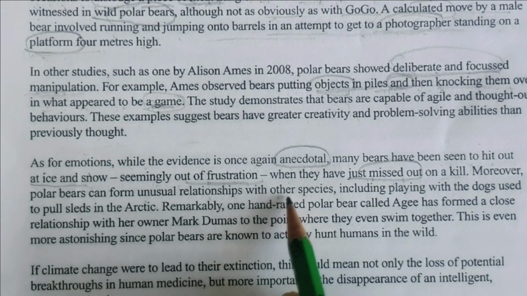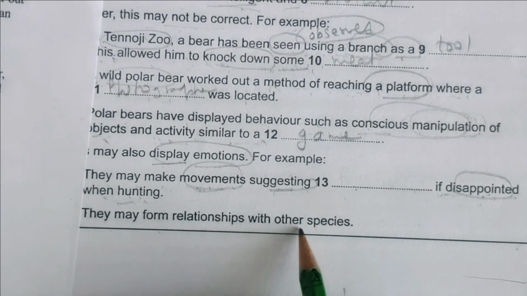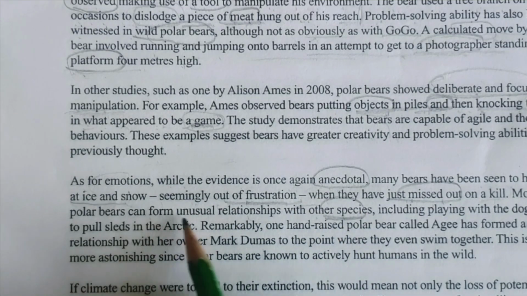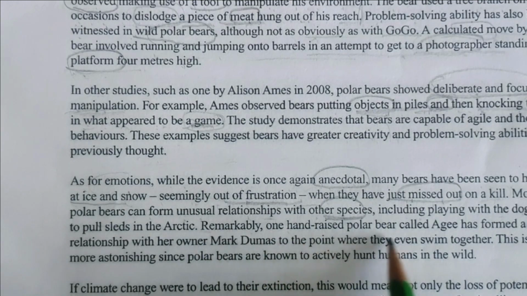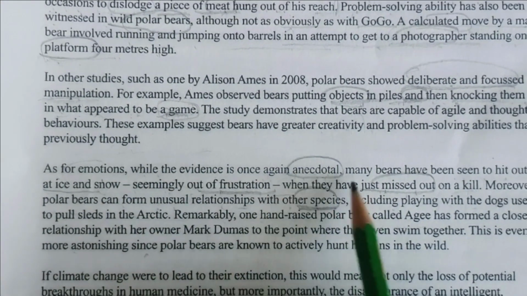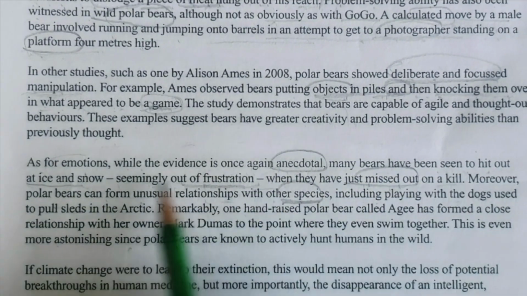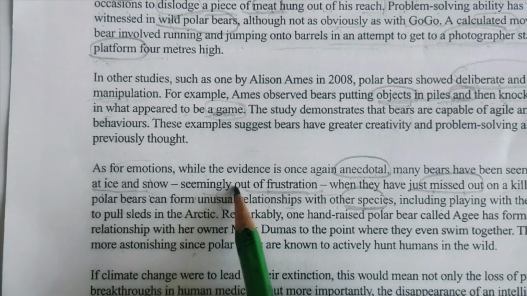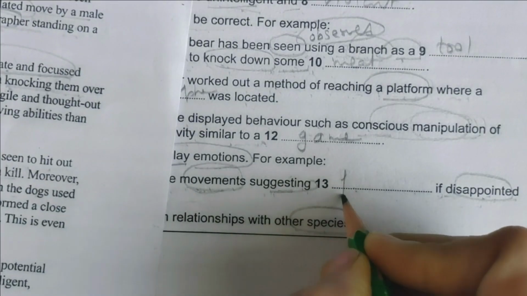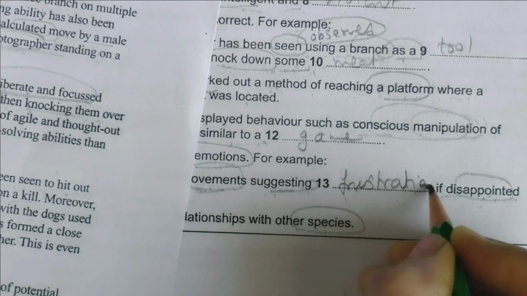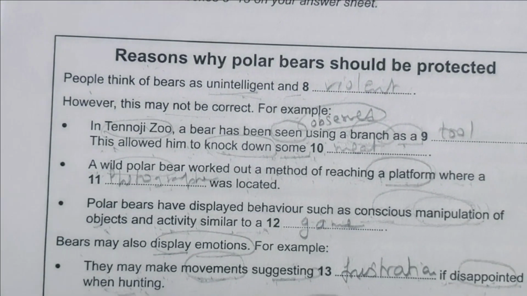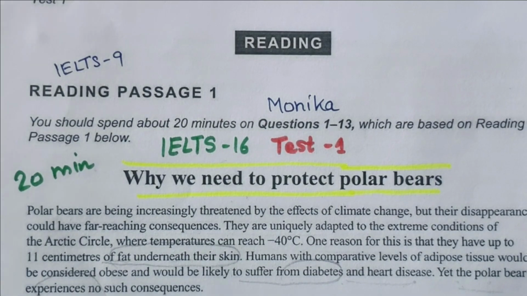If disappointed when hunting, what do they want to show? Frustration. They may make movements suggesting frustration if disappointed when hunting. Moreover, polar bears may form relationships with other species. So our answer would be in that line only. Of course, here we have to find: bears have been seen to hit out at ice and snow seemingly out of frustration. Seemingly means it seems; they may make movements out of frustration. So I'm writing frustration here, it will fit. Okay, in this way we have completed the reading passage on polar bears. Thank you so much.